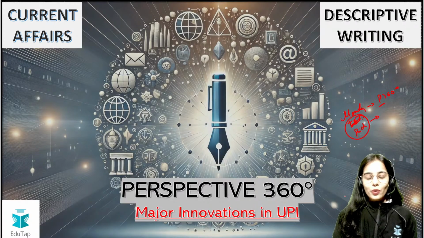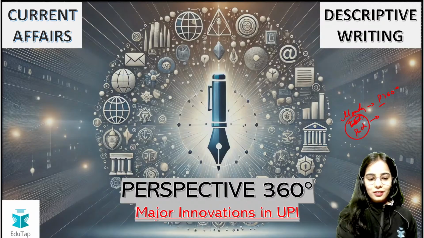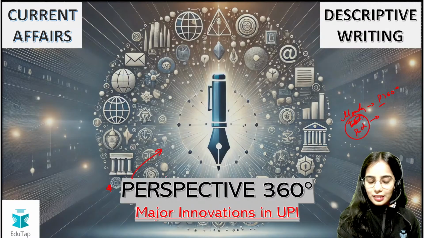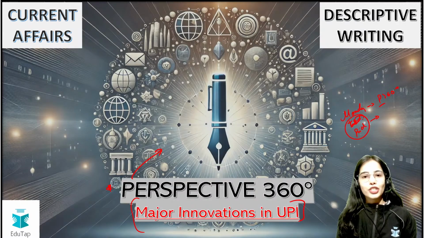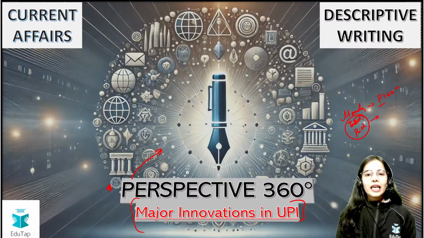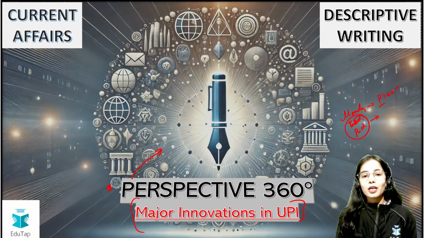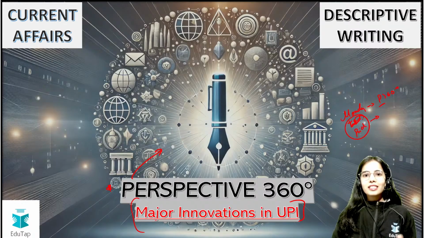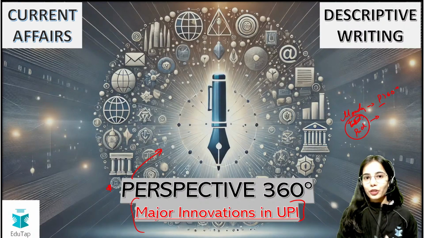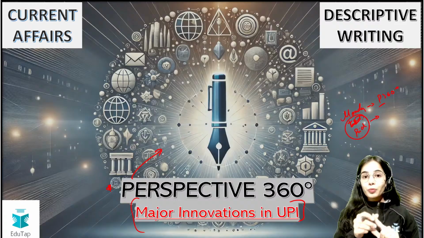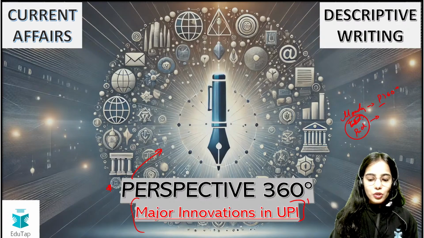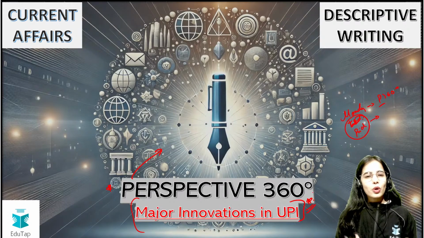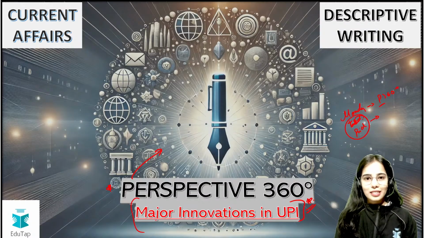Now in today's session, this is the Perspective 360-degree session for your answer writing, and in this session we will be discussing the answer in regards to major innovations in UPI. You can understand that UPI is the biggest success in India in terms of fintech innovation, and there is continuous innovation happening in the UPI domain. The UPI One World, the UPI Autopay, the UPI Circle, UPI Lite, various innovations are happening in the domain of UPI. So if a question comes on this innovation in UPI, how you can answer the question, that we are going to discuss in today's session.